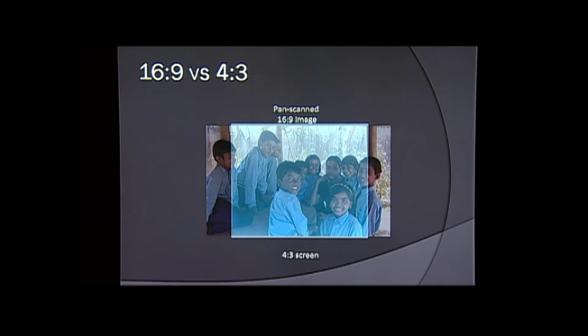In this case, I will have to sacrifice the left and the right part of the image. This is called pan scanning of the image. I'm pan scanning the 16:9 image on a 4:3 screen.